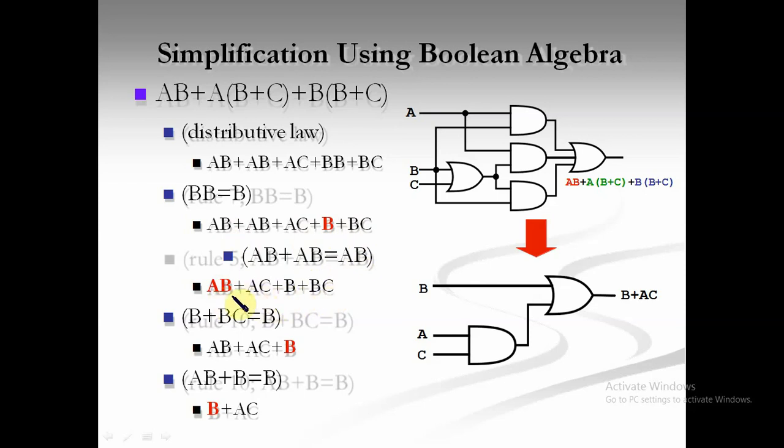Again we have a chance to reduce that. We already saw the law in the previous lecture also. That is B plus BC. B is the repeated term, hence we take B, and C gets cancelled. Hence we got the terms AB plus AC plus B. After that, with the same B plus BC, here we get AB plus B, meaning we got B, and we got the term B plus AC.